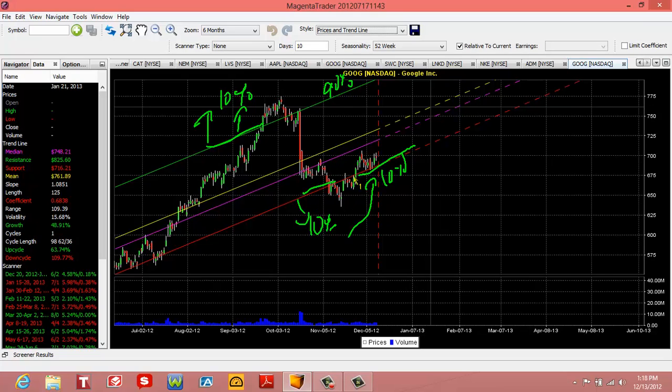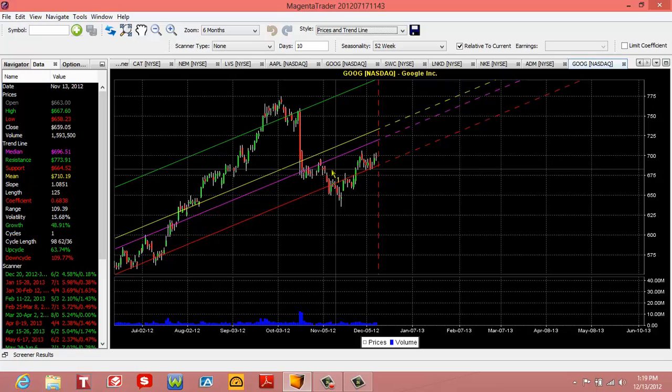Now, this works really well, especially when you use it in conjunction with seasonality. So if you see a stock that's below this line and we have a good seasonal trend, you know you have a high probability trade of going to the upside. Another good way of using this 10% line and this 90% line is using seasonality and candlestick formations, which we're going to cover in a future video.